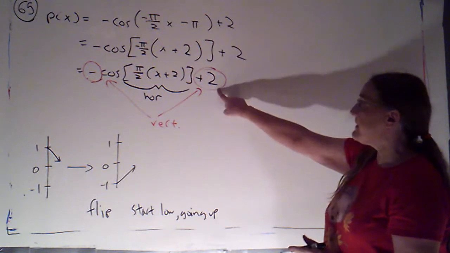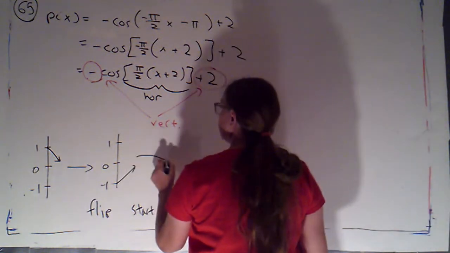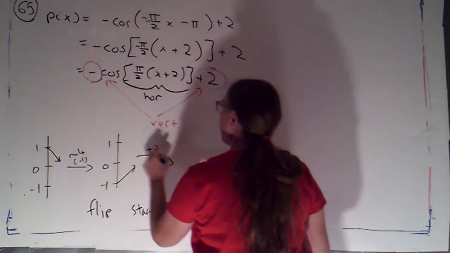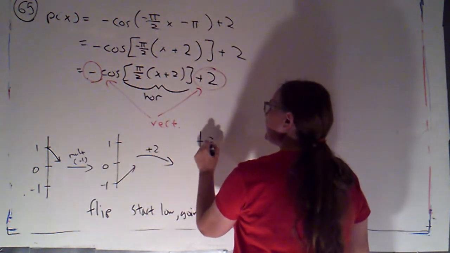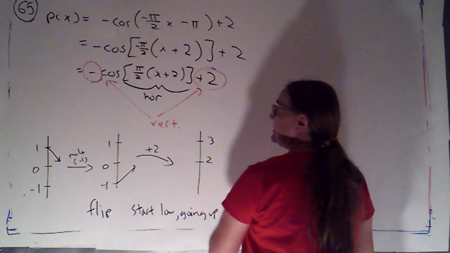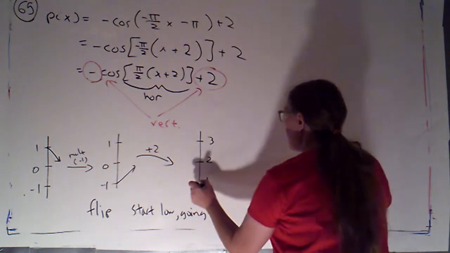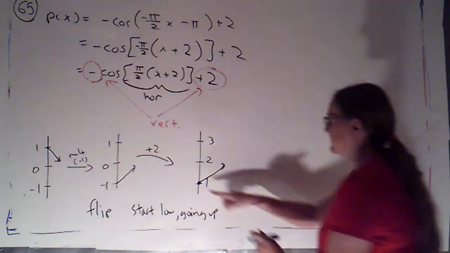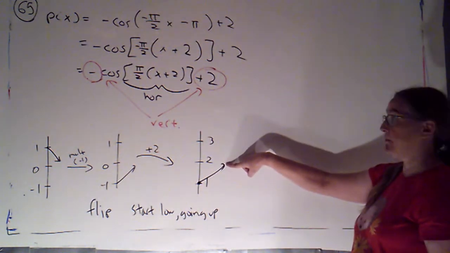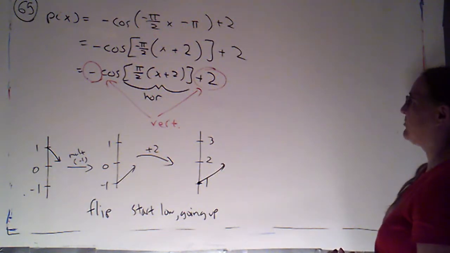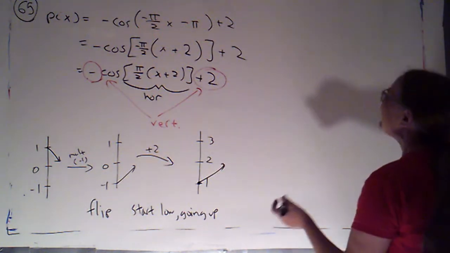Okay, and then we add 2. So this was my multiplying by negative 1. This is my adding 2. So the high value is going to become 3. The middle value is 2. And the low value is 1. But I'm also going to indicate that we're still starting low and going up. Fabulous. Those are going to be the y values that I care about. 1, 2, and 3.